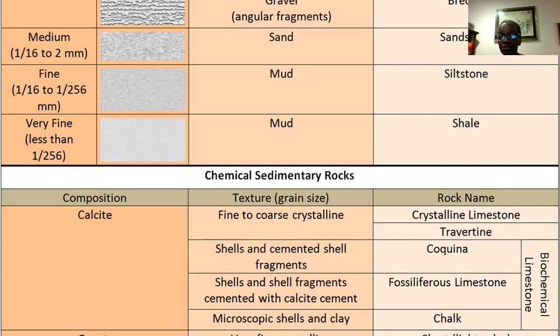The chemical sedimentary rocks, we talked about those. Most of those have their composition for a lot of them would be calcite. And we talked about the regular limestone I showed you a picture of, and then we have biochemical limestone or the organic limestone, like chalk, for a typical example, and also coquina.